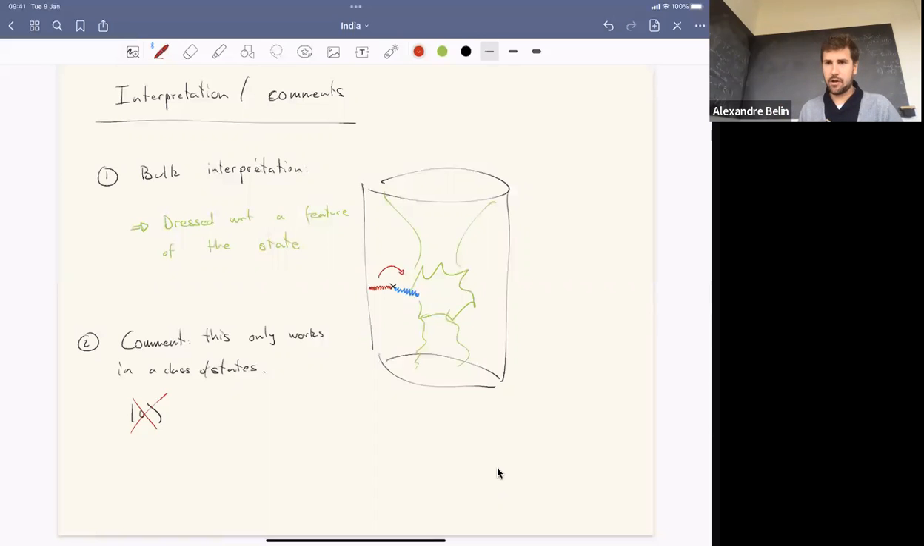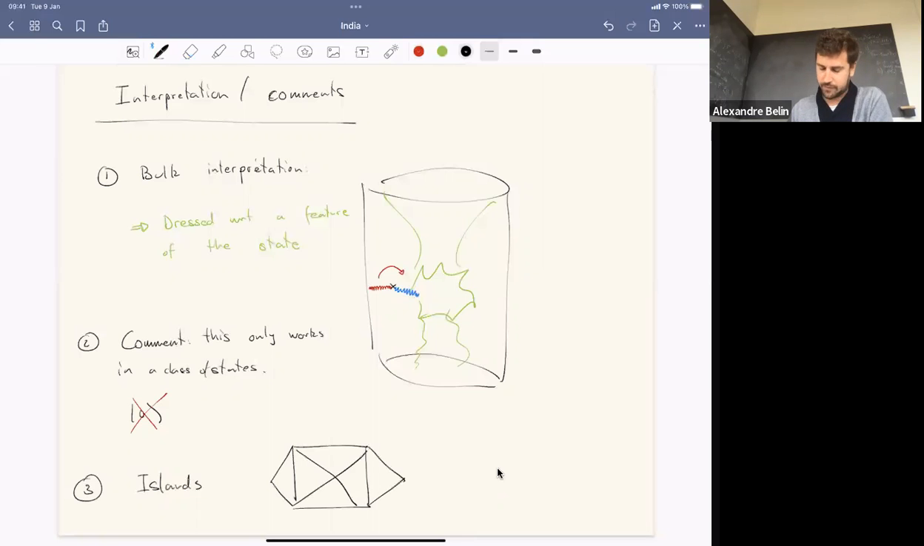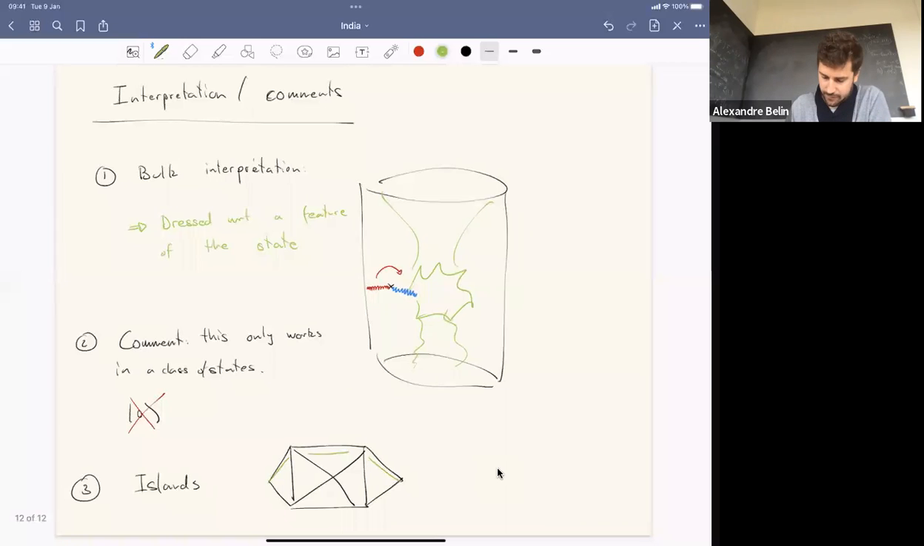And maybe a final comment, and then I'll end there. It has to do with islands. If you consider some system where you have an AdS geometry, you couple it to a non-gravitating bath, and you look at some slice of the bath at some late times, then an island appears inside, which we think is encoded in the green lines of the boundary. This is the island.